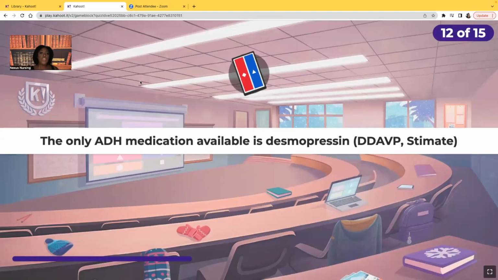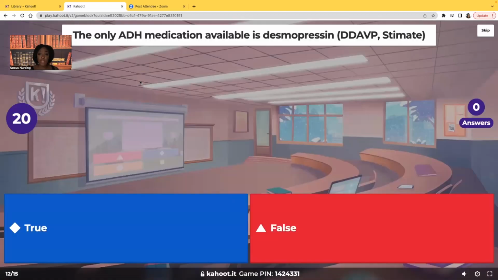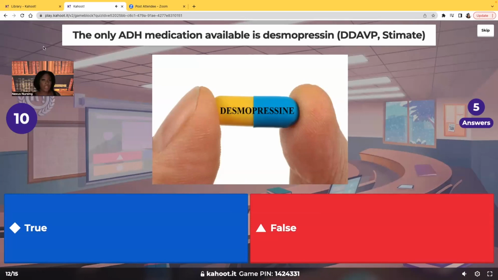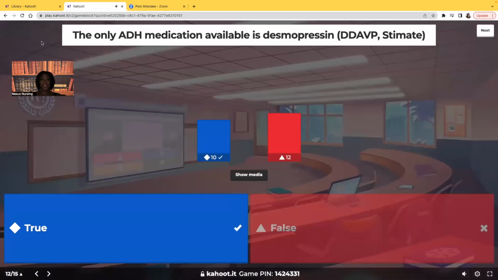True or false? The only ADH medication available is desmopressin, DDAVP, Stimate. Is that true or false? The only ADH medication available is desmopressin. True. That is the only medication that's available on the market for ADH, desmopressin.